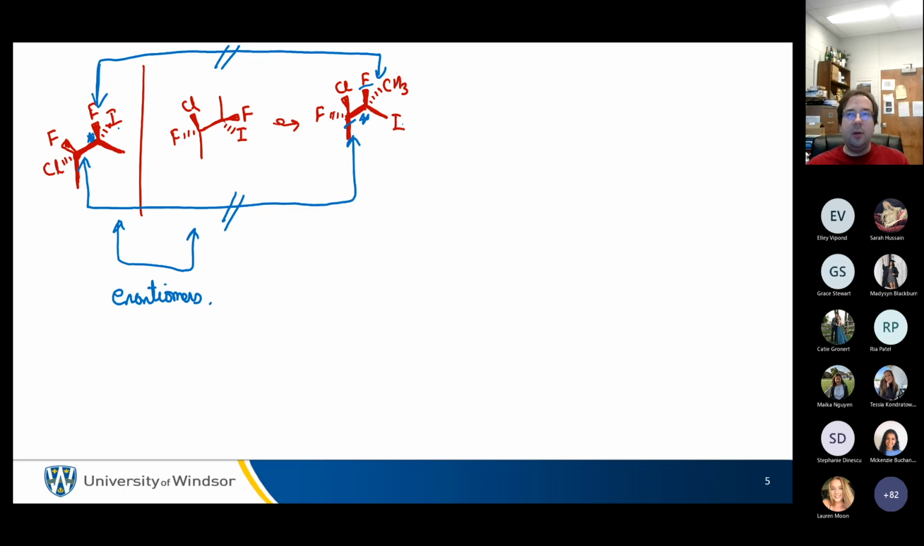But neither one is wrong. They're both good ways to check to see if these are enantiomers or diastereomers. Yeah, I can show that method. So let's start with this one. I'm just going to redraw it. And we're not going to rotate anything.